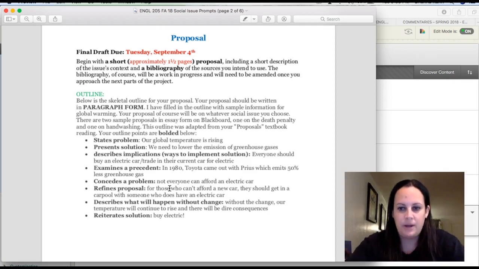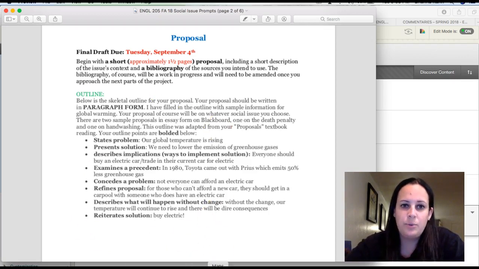Then you concede a problem with your solution. Not everyone can afford an electric car. Then you need to refine the proposal based on the problem. For those who can't afford a new car, they should get into a carpool with someone who does have an electric car. Describe what will happen without the change: without it, our temperature will continue to rise. So, therefore, buy electric. You reiterate the solution.